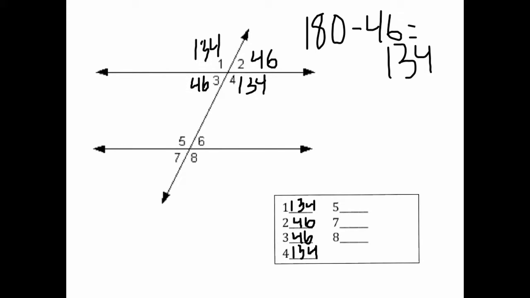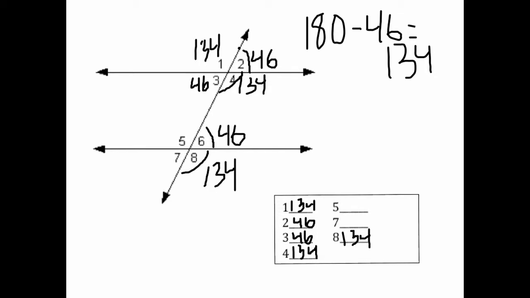Now, lastly, I just need to figure out 5, 7, and 8. Well, let's go back to angle 2. If I know angle 2 is 46 degrees, angle 6 corresponds with angle 2, which means that they'll be congruent, which means that will also be a measure of 46 degrees. Angle 4 corresponds with angle 8, which means they're congruent, so that measure will also be 134 degrees.